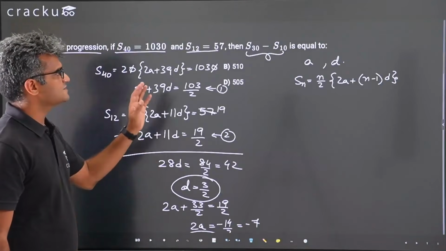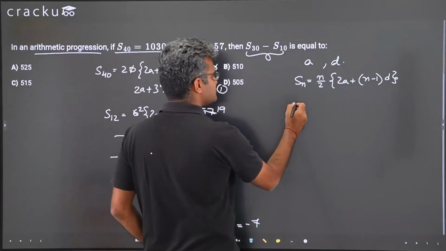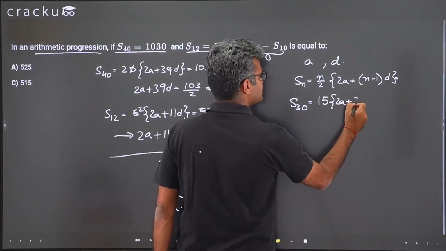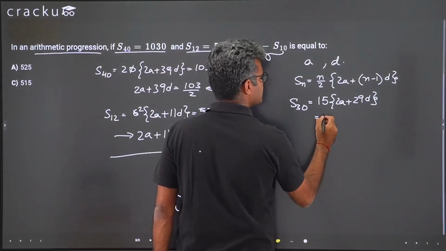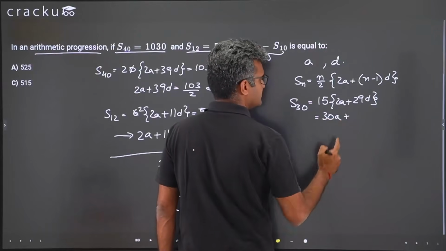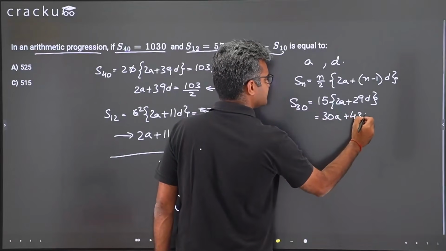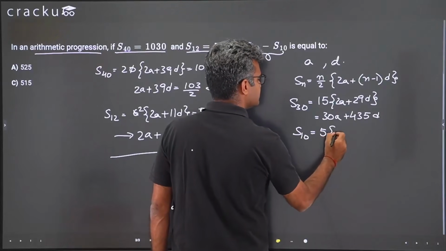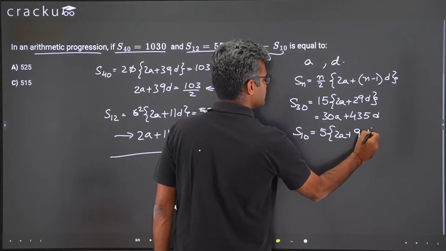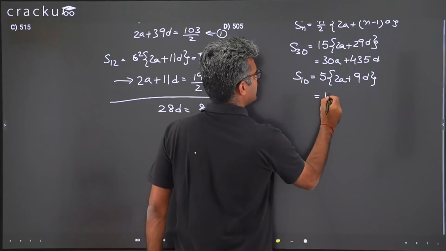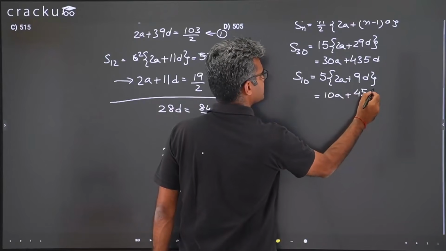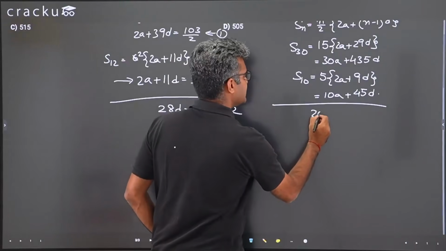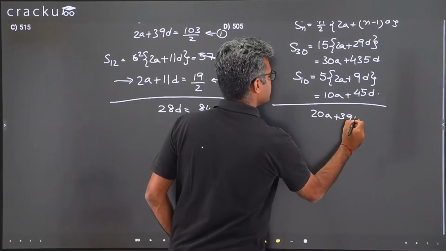We are required to calculate S of 30 minus S of 10. What is S of 30? S of 30 is 15 times 2a plus 29d. This is equal to 30a plus, what is 29 into 15? It is 435d. What is S of 10? S of 10 is 5 times 2a plus 9d, which is equal to 10a plus 45d. So the difference between S of 30 minus S of 10 is 20a plus 390d.